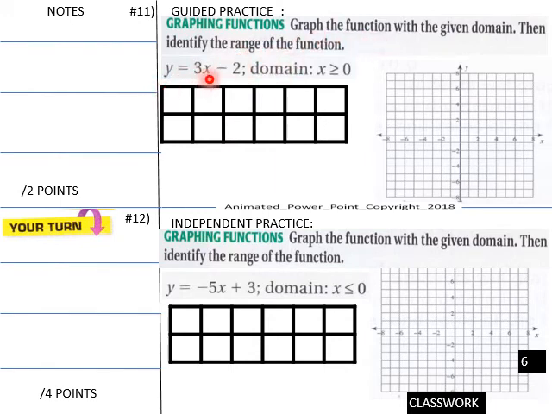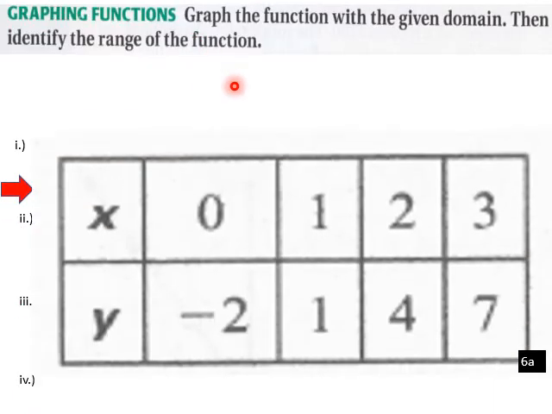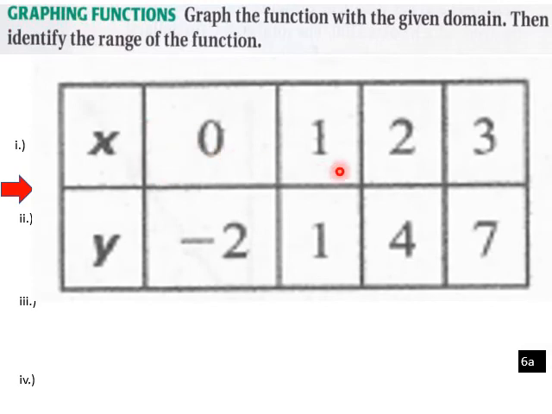We have y equals 3x minus 2. The domain is x is greater than or equal to 0, so here's our domain over here in quadrant 1, and then you've got something different down here, students. I'll let you handle that. We're guided up here, so here is our domain right here, 0, 1, 2, 3, and then here's our range, -2, 1, 4, and 7.